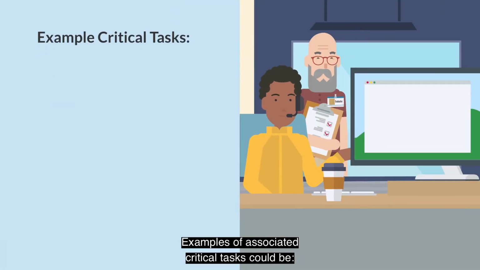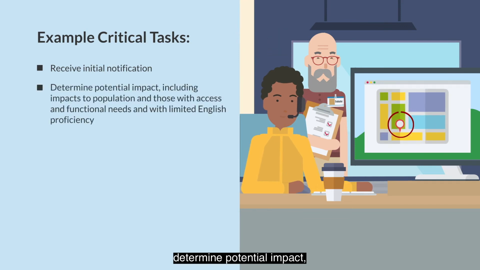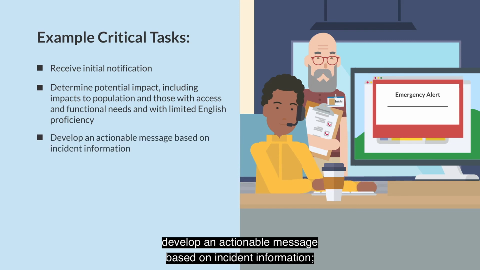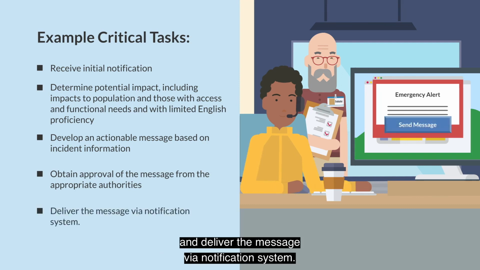Examples of associated critical tasks could be: receive initial notification, determine potential impact, including impacts to population and those with access and functional needs and with limited English proficiency, develop an actionable message based on incident information, obtain approval of the message from the appropriate authorities, and deliver the message via notification system.